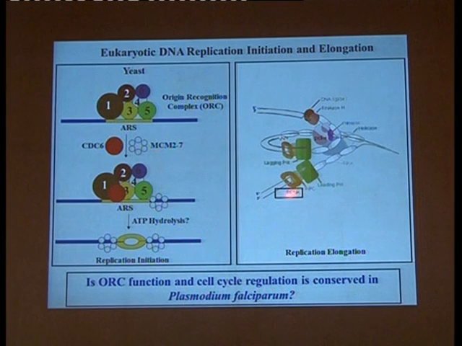unwinds the DNA, and then it is taken over by all these replisome proteins, including PCNA, proliferating cell nuclear antigen, which is the processivity factor for DNA polymerase. So this is initiation and this is elongation. Therefore, in the cell, if you see PCNA, that actually designates active replication foci.